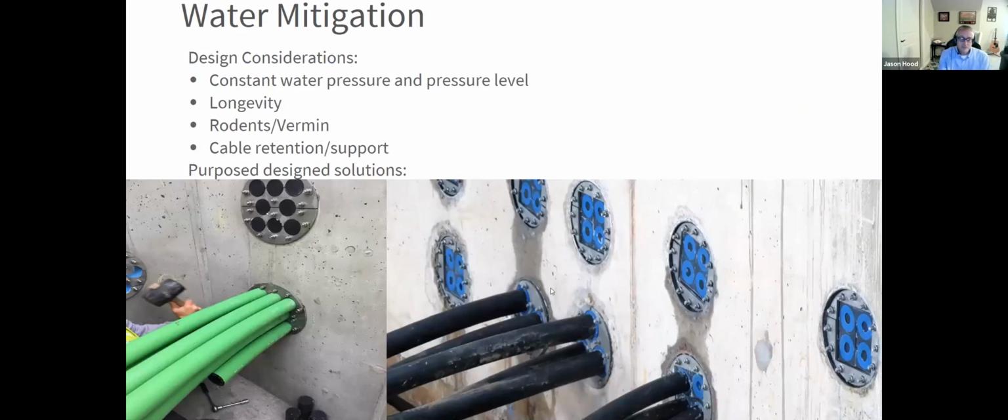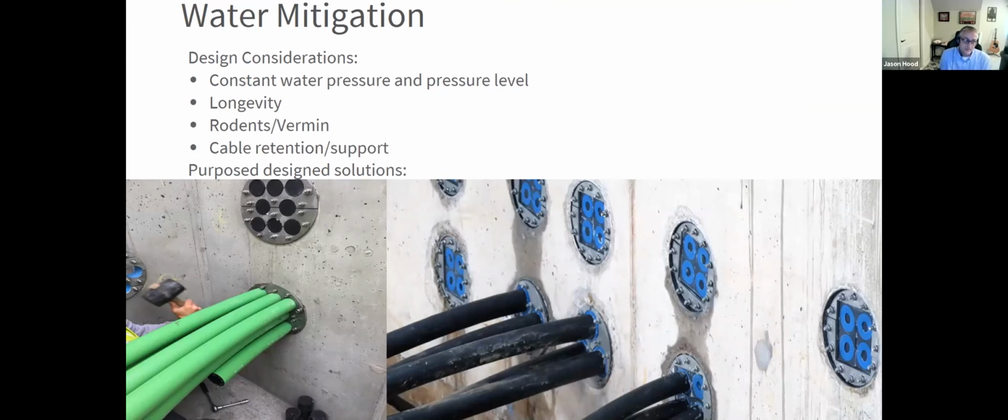And design considerations, again, back to the lack of a standard. When you look at designing conduit seals or building seals or sealing the building envelope, one of the things that's lacking is that there is no requirement for constant water pressure or any type of pressure level or longevity of the seal itself. So these are very important things.